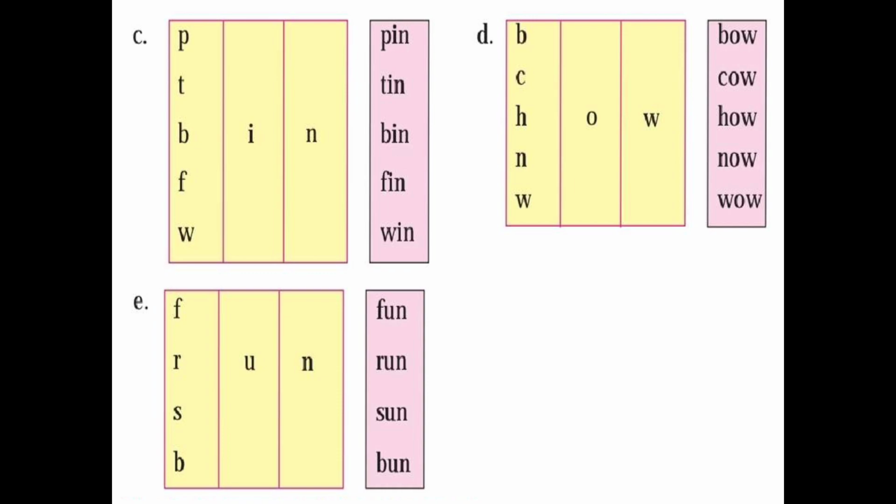Now D1. B-O-W, bow. C-O-W, cow. H-O-W, how. N-O-W, now. W-O-W, wow.